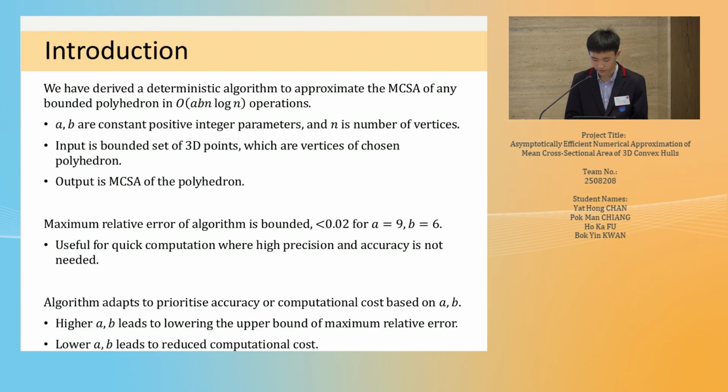The relative error of our algorithm is bounded, and with a and b set to 9 and 6, the upper bound for relative error is 0.02. This algorithm is much faster for large sets of vertices than brute force calculation, which needs O of n cubed time complexity.